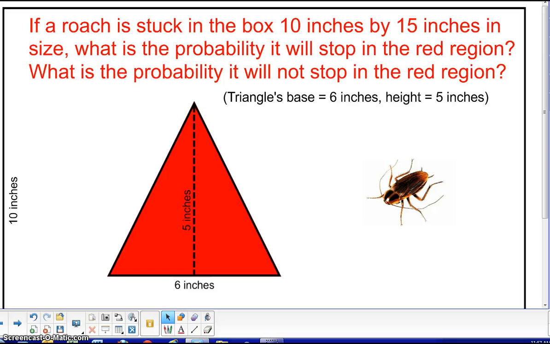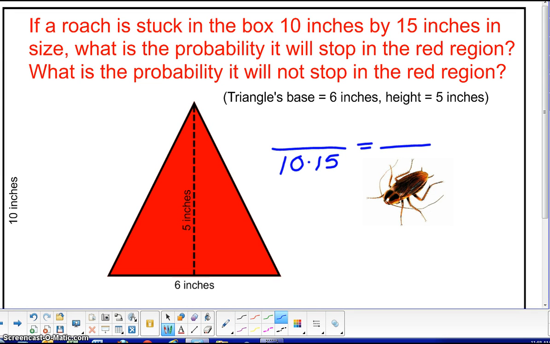Okay, so this is an example of a geometric probability where you're dealing with area and the space for each. Like the triangle would be an area and then the rectangle itself would be an area. So if the roach is stuck in the box at 10 by 15 inches, that's going to be the total possibility, because that would be the area of the rectangle. So that would be 150.